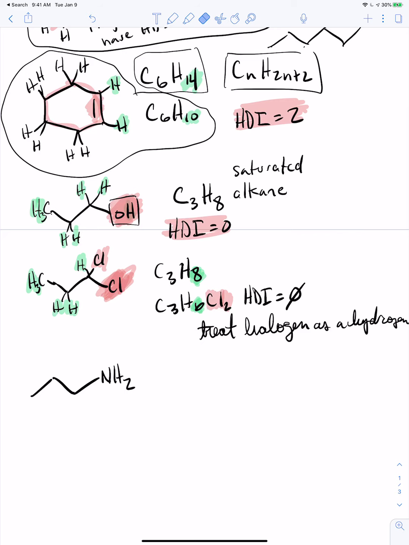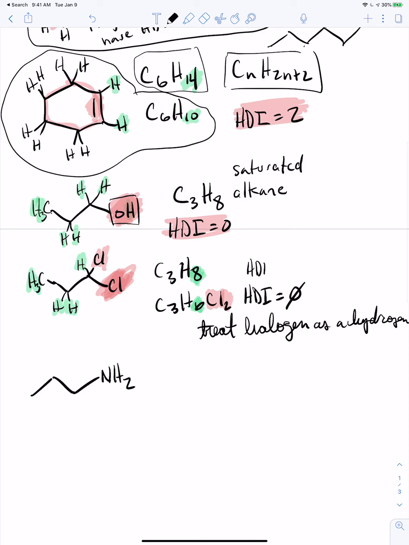But remember what I said a little bit earlier: we want to use the HDI to say how many pi bonds and rings are in there. So really you can think of the halogens as kind of interfering. They make it look like the HDI is higher than it actually is. And so we need a way to fix that.